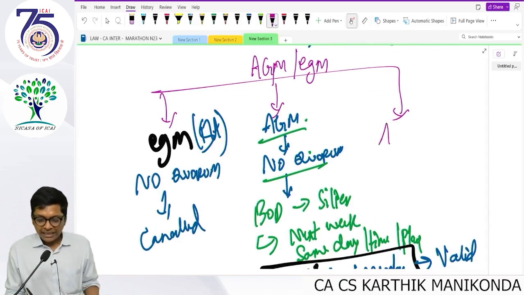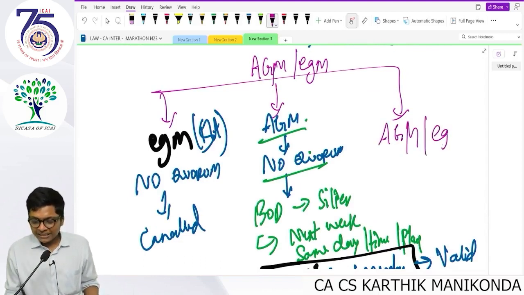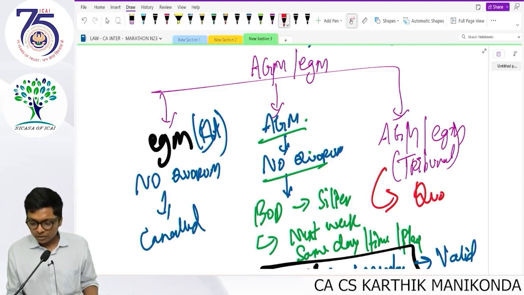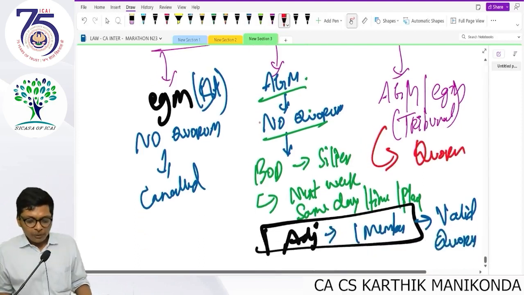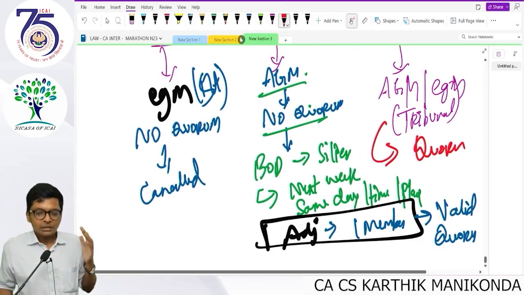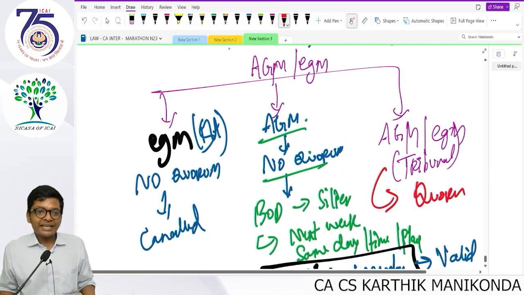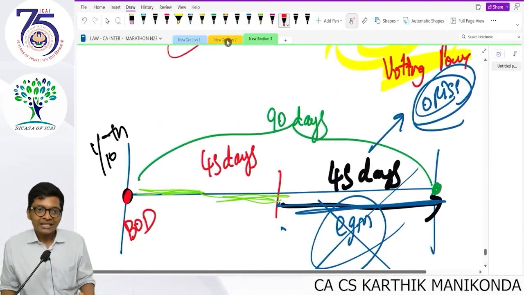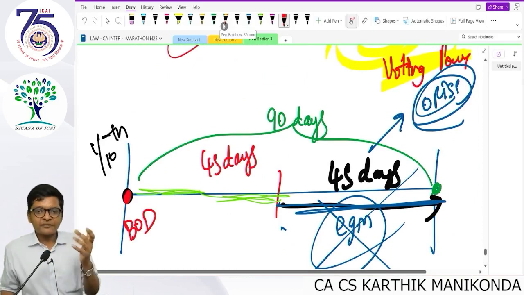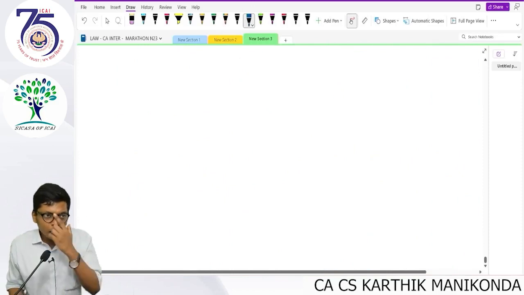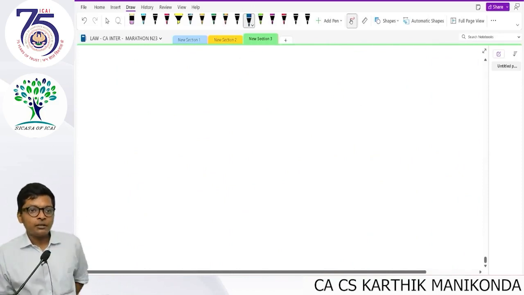Next, an AGM or EGM called by the tribunal. Whoever comes becomes the quorum. So if there are two members, they are the quorum. If there is one member, they are the quorum. Are you following, guys? That's it. This is for AGM and EGM. So we also saw this timeline for EGM, the core points. Expense will be reimbursed, all of that.